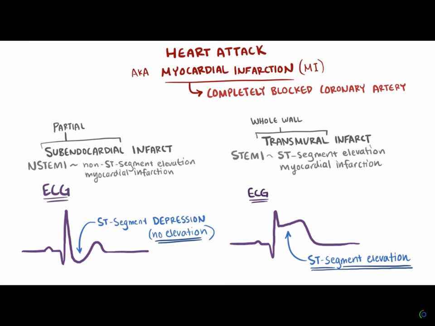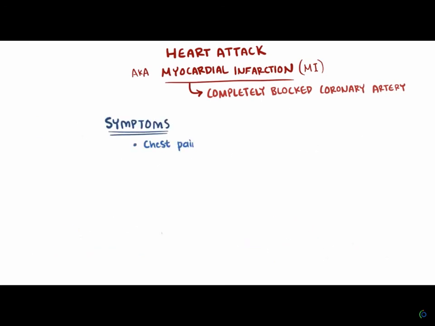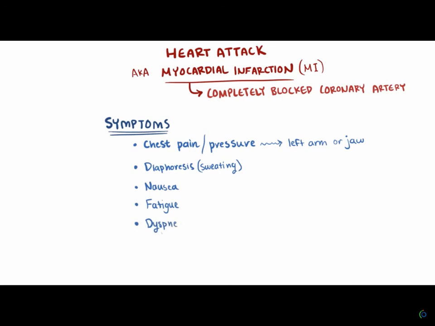Patients that have an MI will most commonly have severe and crushing chest pain or pressure that might radiate up to the left arm or jaw. They might have diaphoresis or sweating, nausea, fatigue, and dyspnea.